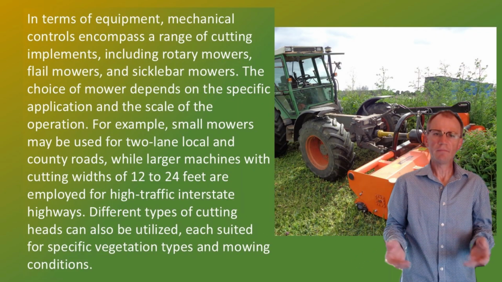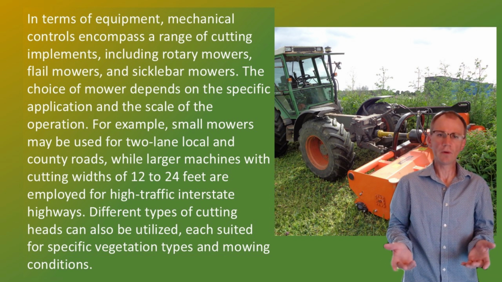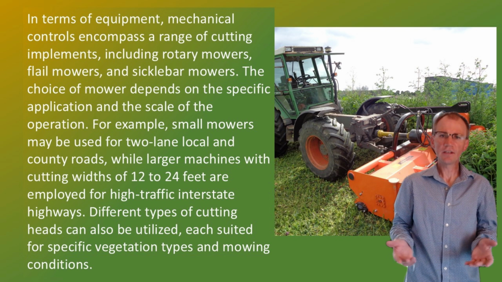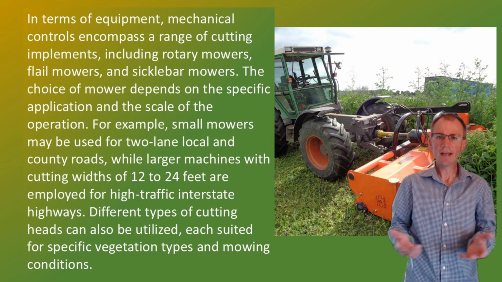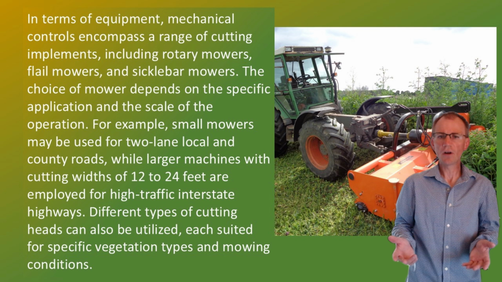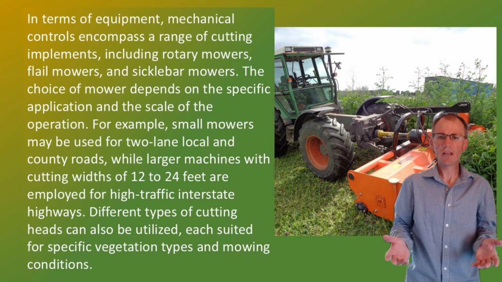In terms of equipment, mechanical controls encompass a range of cutting implements, including rotary mowers, flail mowers, and sickle bar mowers. The choice of mower depends on the specific application and the scale of the operation. For example, small mowers may be used for two-lane local and county roads, while larger machines with cutting widths of 12 to 24 feet are employed for high-traffic interstate highways. Different types of cutting heads can also be utilized, each suited for specific vegetation types and mowing conditions.